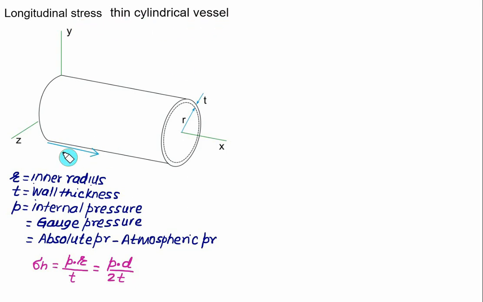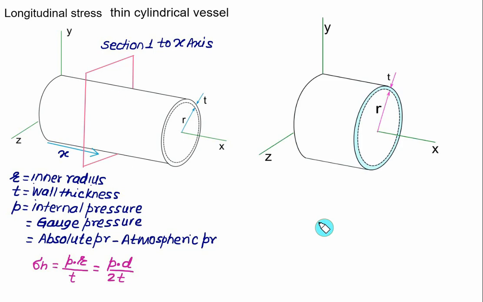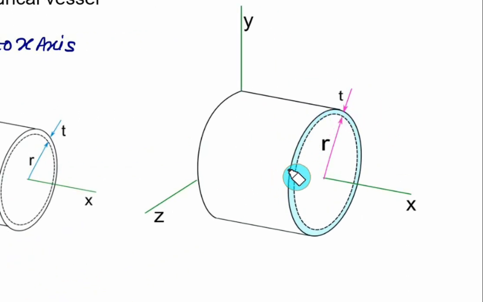Again we'll consider one element at a distance equal to x from the origin, and at this distance we'll take one section perpendicular to the x-axis, and we'll cut it and show the separate FBD for the given section plane. If you cut this thin cylindrical vessel using a section plane perpendicular to the x-axis, you will get a section like this, and this area here will be equal to dA1, which is nothing but the circumference, 2 pi into radius r, with a thickness equal to t.